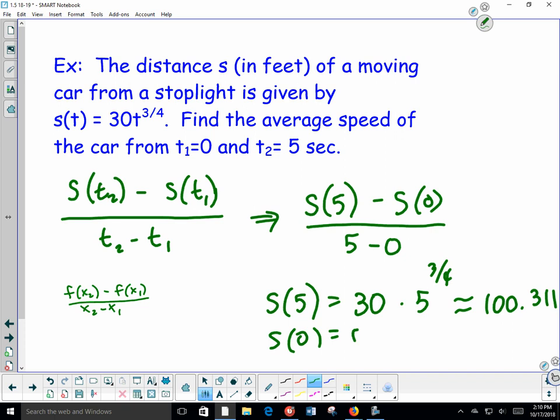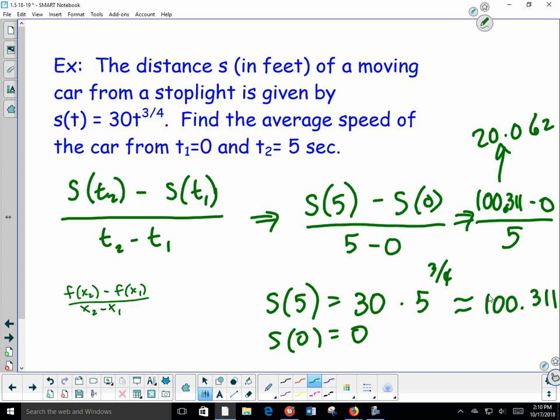0. So it looks to me like we're going to get our answer by taking 100.311, minus 0, over 5. So that means that's about what? 20 something? 20.062. Are we okay with this?